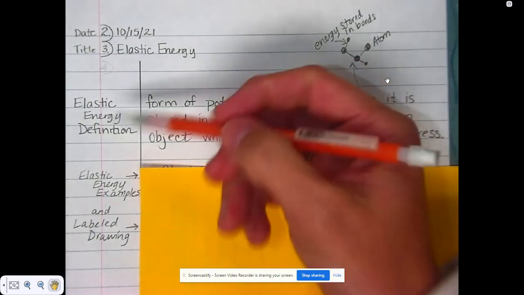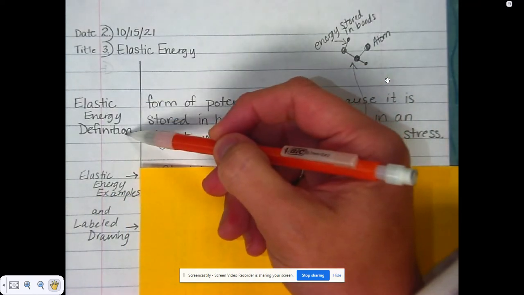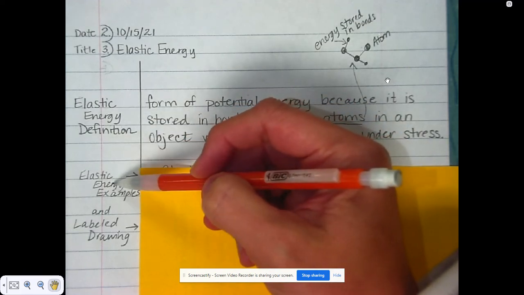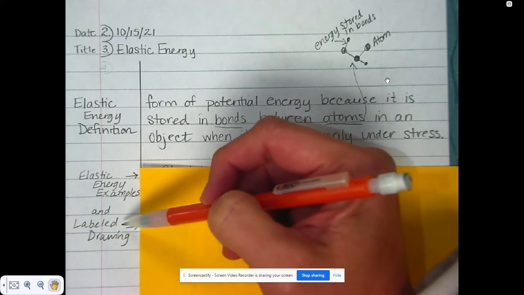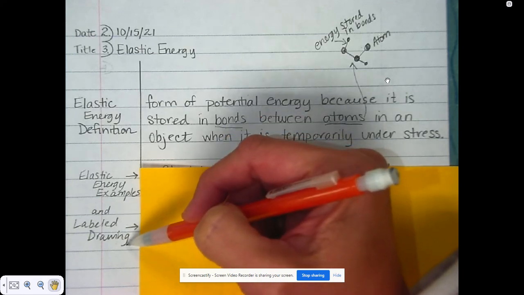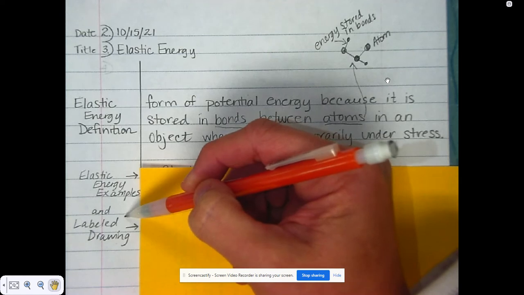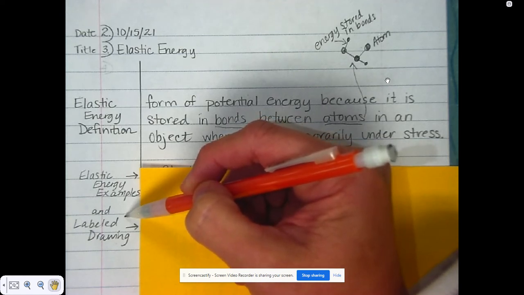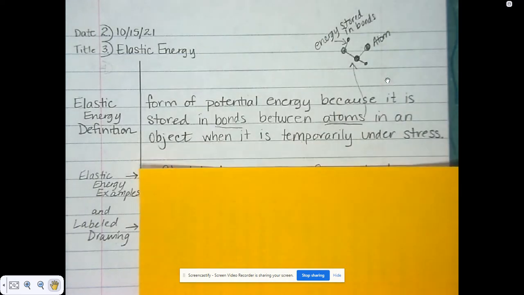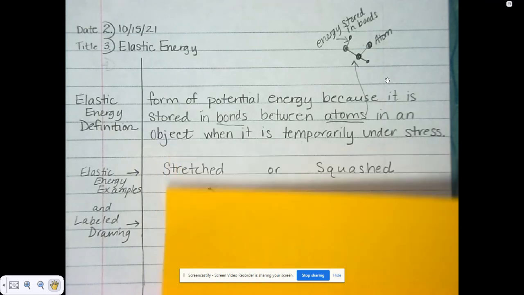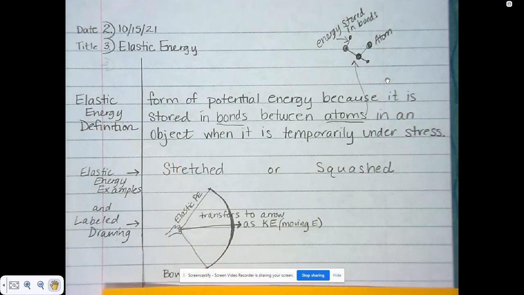And instead of writing the elastic energy definition, I'm going to write elastic energy examples and a labeled drawing. Notice I did not just say drawing. I said a labeled drawing because it's helpful to label it instead of just drawing a bow and arrow. There was some information in that caption that was super helpful that I'm going to put into my labeled drawing. So if you want to pause your video to get caught up, you may. But I'm going to draw that picture.